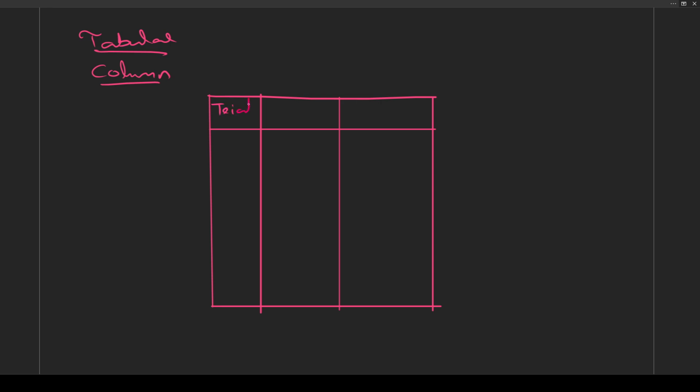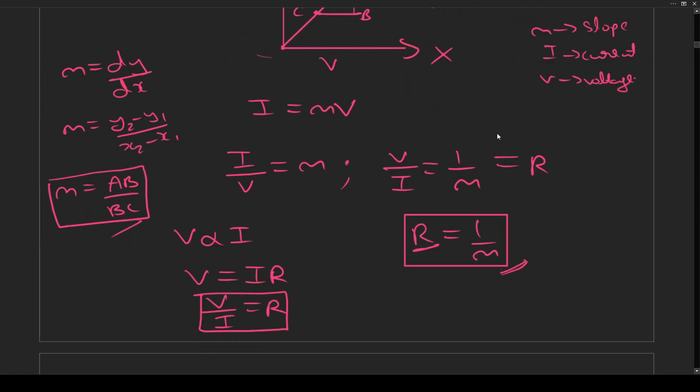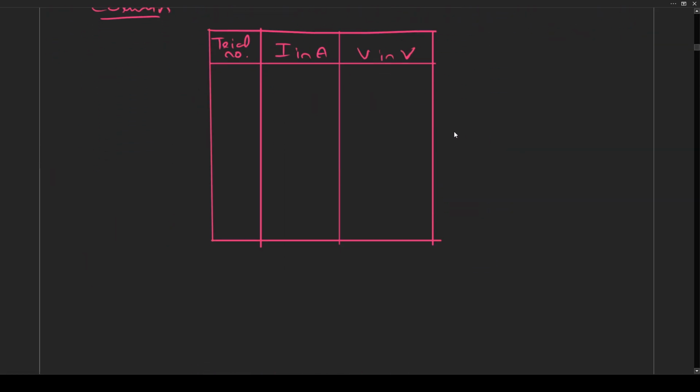Trial number, I in ampere, V in volt. We take some 5 to 6 readings. We plot the graph. We find the slope and we calculate resistance.